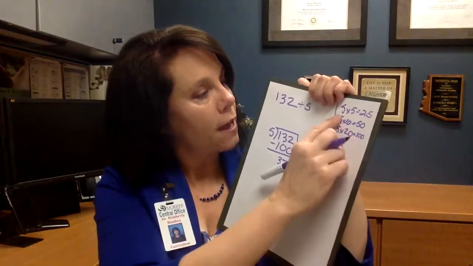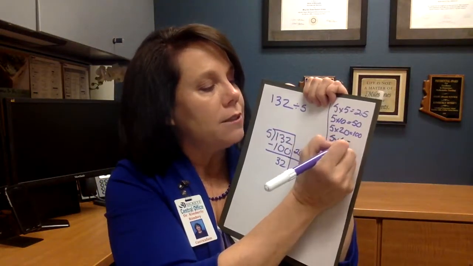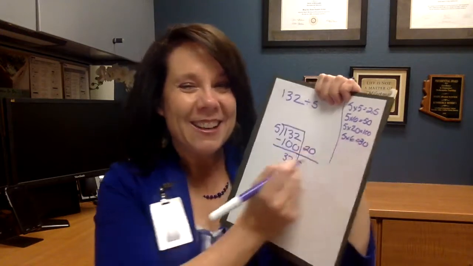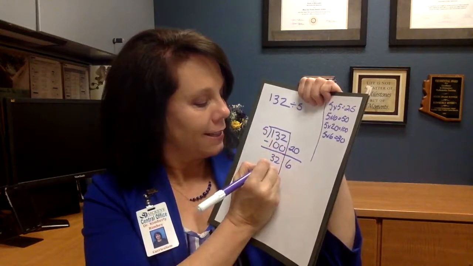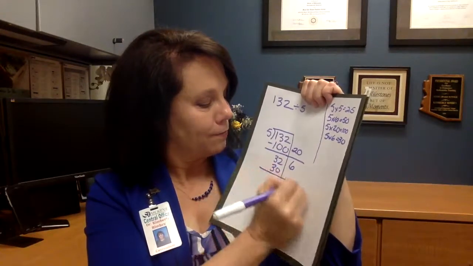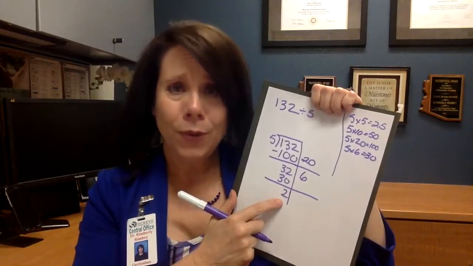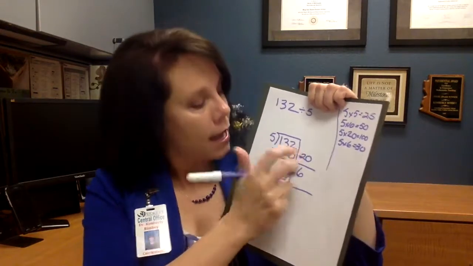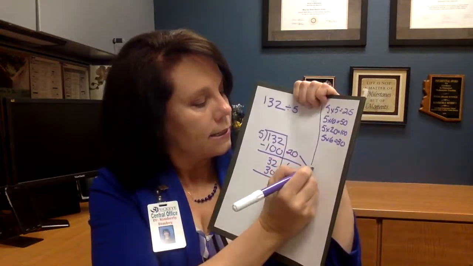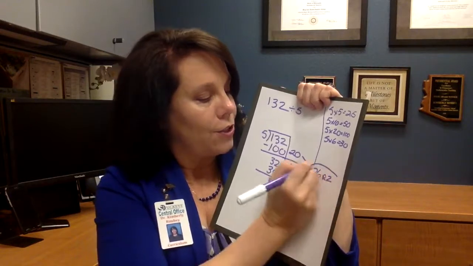So let's see, 5 times 5 gives me 25. I know that 5 times 6 is 30. So I'm going to put that 6 over here, and I know that 5 times 6 gives me 30. So that leaves me with 2 left over. And if I only have 2, I'm not going to divide that by 5. So I know that I have 20 and 6 is 26 with a remainder of 2.